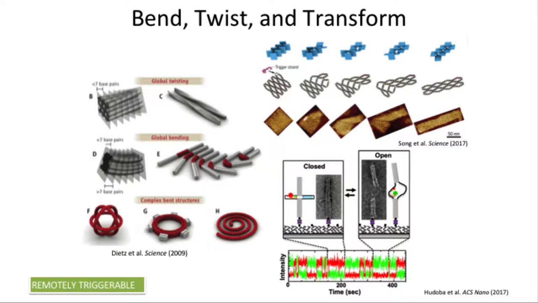And this opens the door for these responsive structures, like we have in the top right, where when a single molecule strand, like a single trigger strand or molecule of interest, binds, you can get a global transformation in the shape of a structure. So these responsive structures at the nanoscale have huge opportunities for force measurement and detection. So that's my intro to DNA origami.